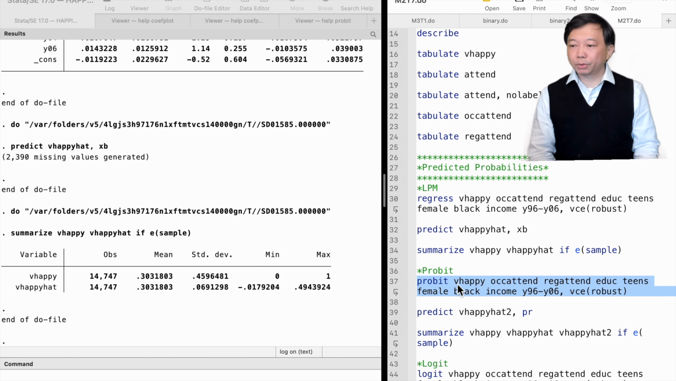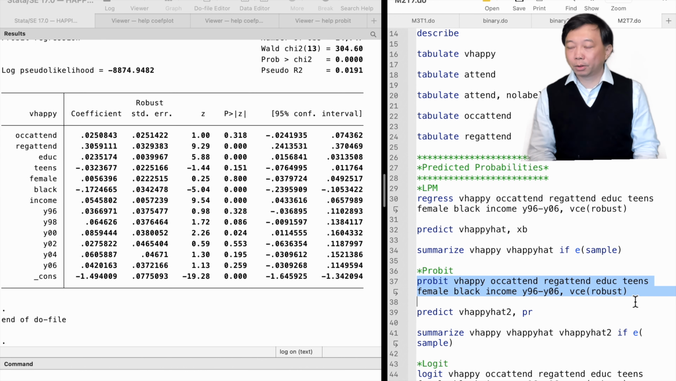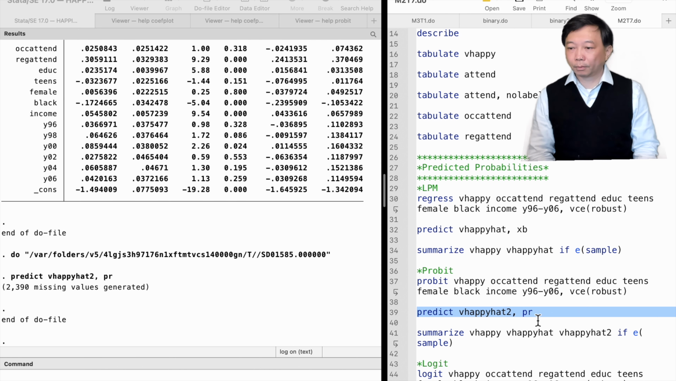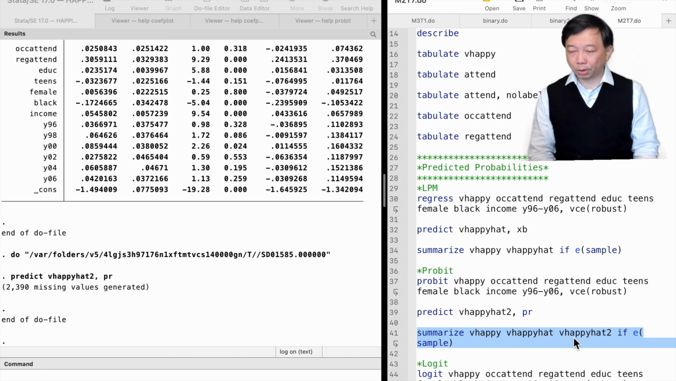Next, we use the probit command to estimate the Probit model for the binary response variable very happy. We also use the predict command to generate the predicted probabilities. We use the PR option for the predicted probabilities. We find that the predicted probabilities are between 0 and 1.